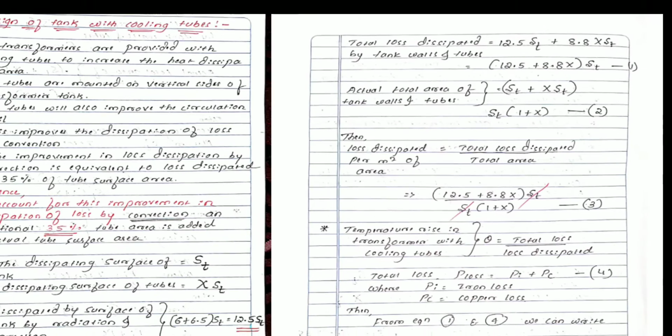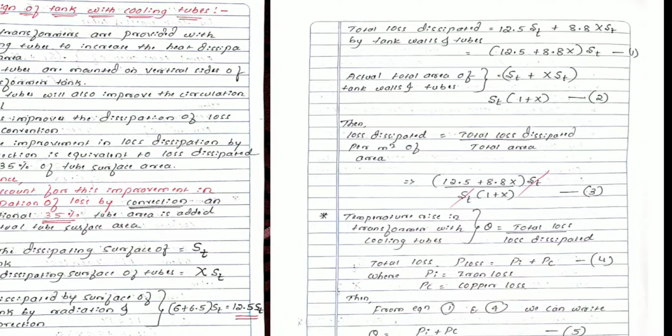So from equations 1 and 2, the total loss dissipated is 12.5 plus 8.8x into the bracket of ST, to the actual area, which is ST into the bracket of 1 plus x. Then ST will get cancelled. What remains will give the loss dissipated per square meter of area. That equation I will call equation 3. Getting my point?